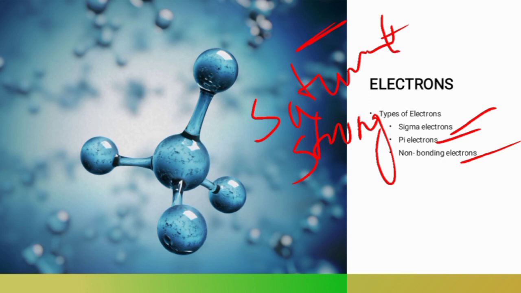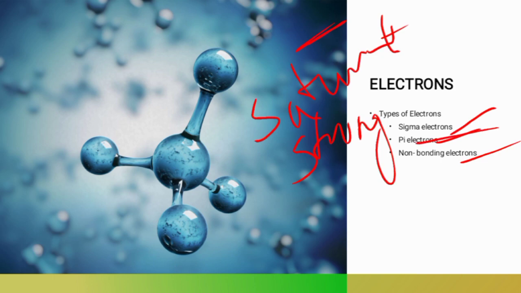Sigma electrons are in saturated compounds like alkanes. Saturated means single bond. These electrons require high energy for their excitation. These electrons are tightly held because sigma bonds are strong bonds. The compounds containing sigma bonds do not absorb UV visible radiations. That's why these can be used as solvents in UV spectroscopy.